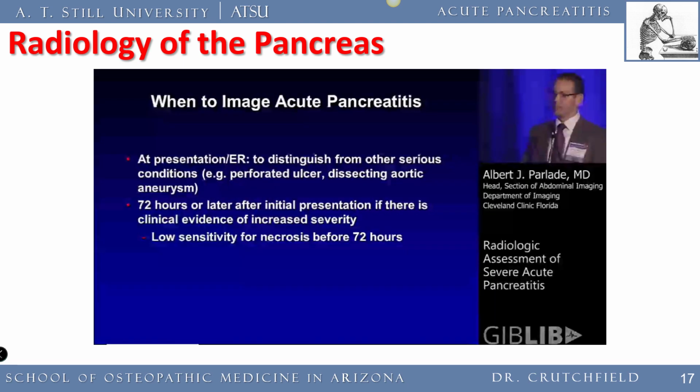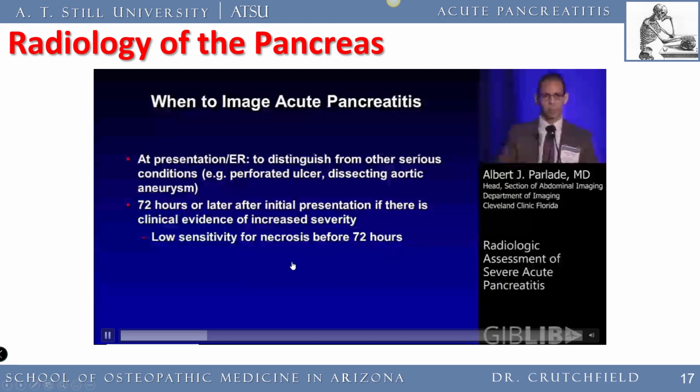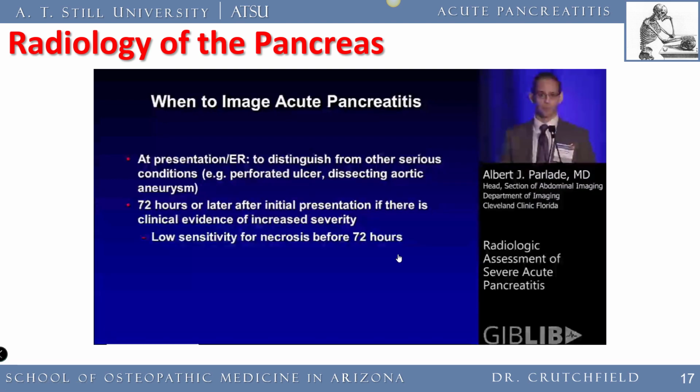So we'll start off with when to image acute pancreatitis. As we saw in this patient, he came into the emergency room with severe abdominal pain and he got a CT scan. That's pretty much the normal course. Patient presents to the emergency room with severe abdominal pain and they're going to want to exclude other possibilities like a perforated ulcer, dissecting aortic aneurysm, and a CT scan is going to be performed.